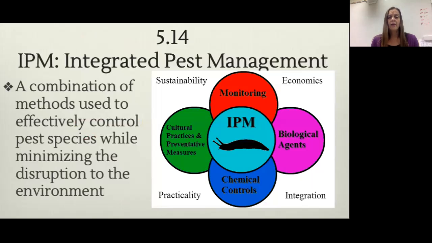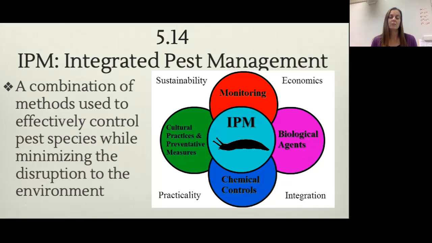And so there tend to be four components to integrated pest management. Number one is monitoring. So you really need to know what the pests are in order to know how to appropriately address them. Number two is preventative measures, which can include cultural practices. Number three would be biological agents. And number four would be chemical controls. So integrated pest management does not remove pesticides from the equation.